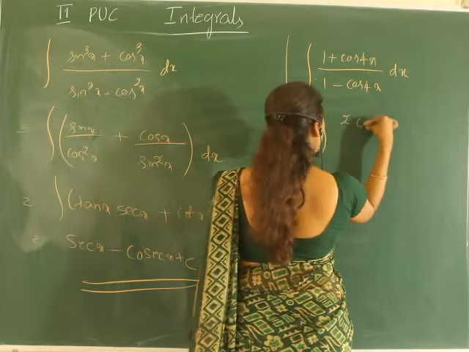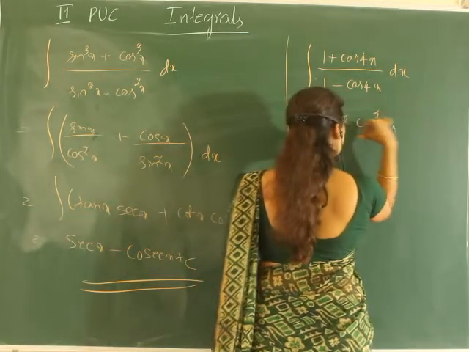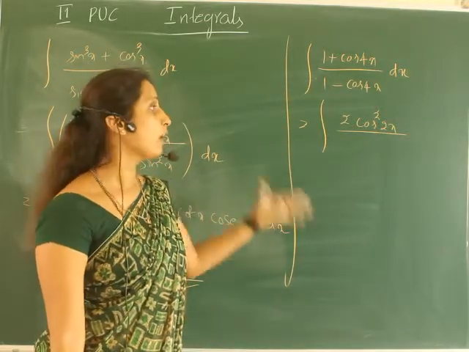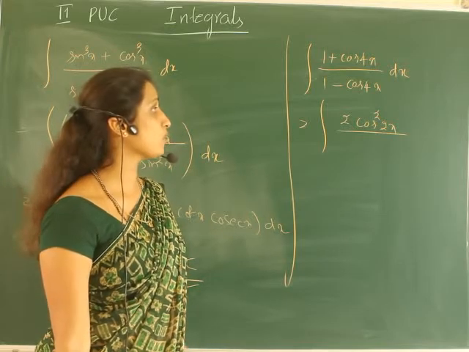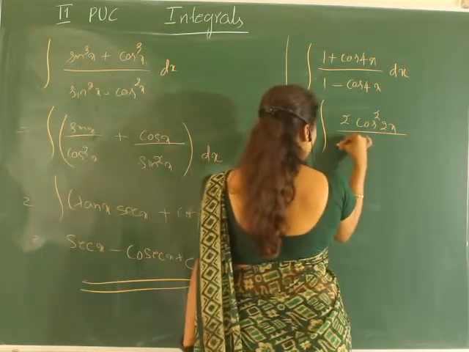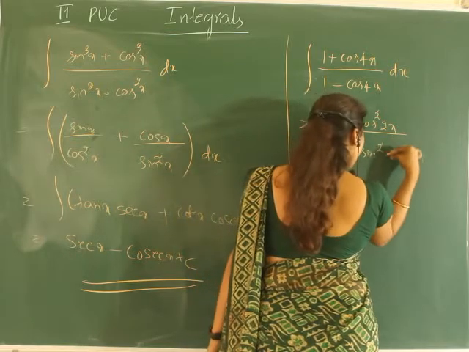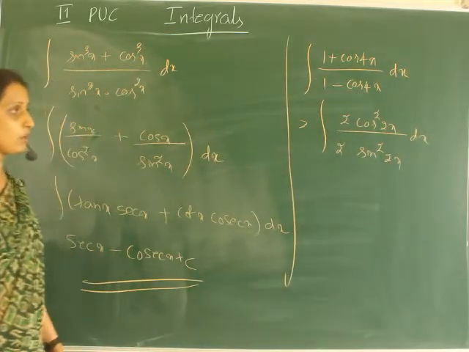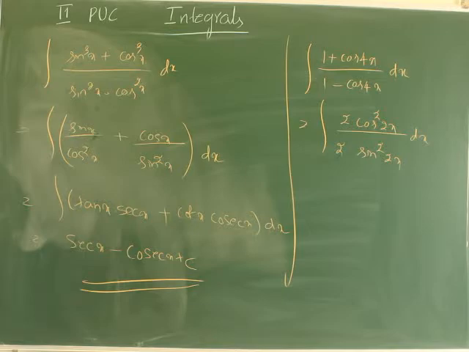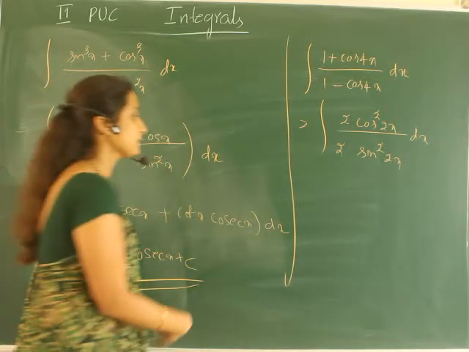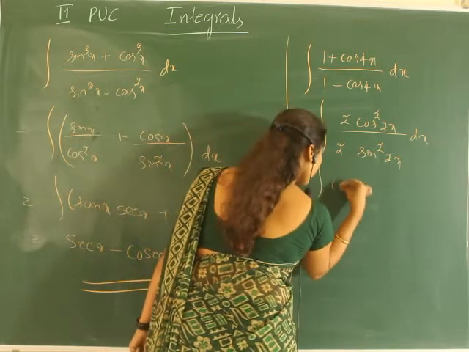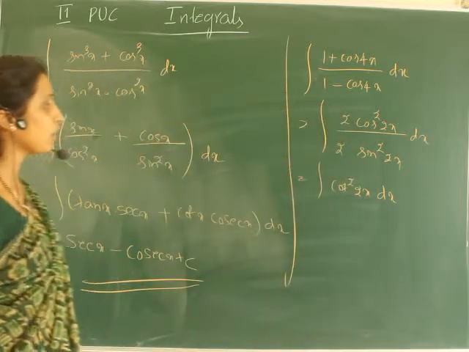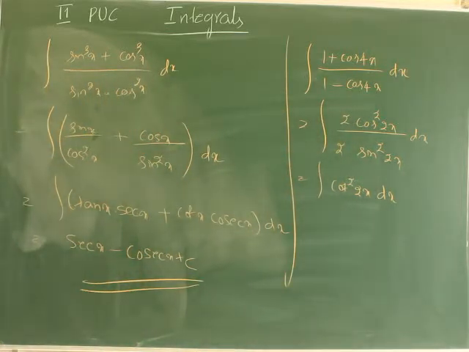Integral of 2 cos square 2x divided by 1 minus cos 4x. We have the formula 1 minus cos 2x is 2 sin square x, therefore 1 minus cos 4x is 2 sin square 2x. So 2 can be cancelled. Cos square 2x by sin square 2x will be cot square 2x. We don't have the formula for cot square 2x. We have the formula for cot, but not for cot square 2x.